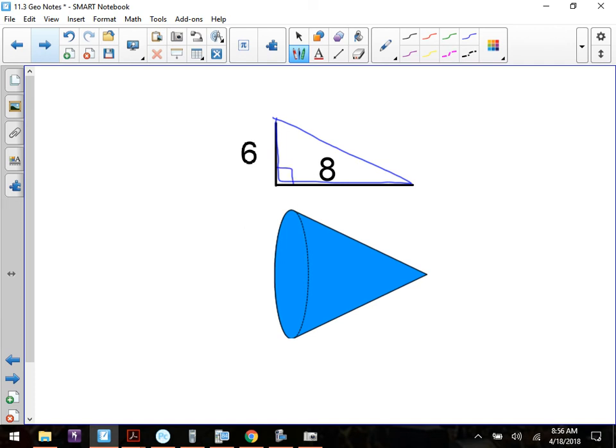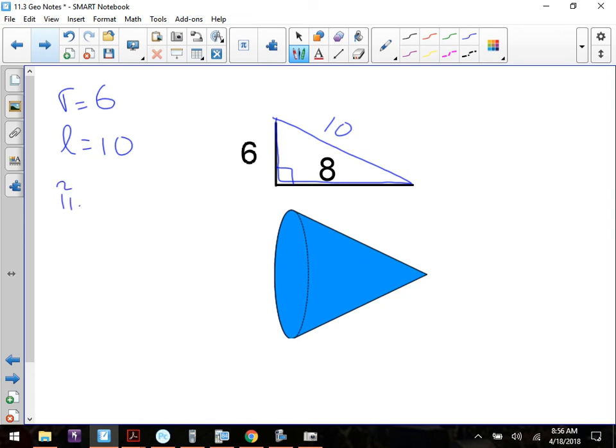So how do you figure out the hypotenuse in this case? Well, you do 6 squared plus 8 squared. What's 6 squared plus 8 squared? 100. What's the square root of 100? 10. So what's your slant height? 10. So we have our radius is 6, our slant height is 10, which means with cones, you can just go right to the formula.